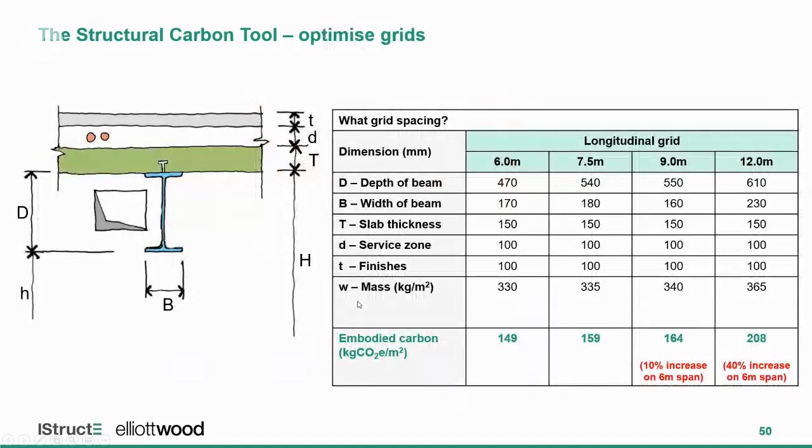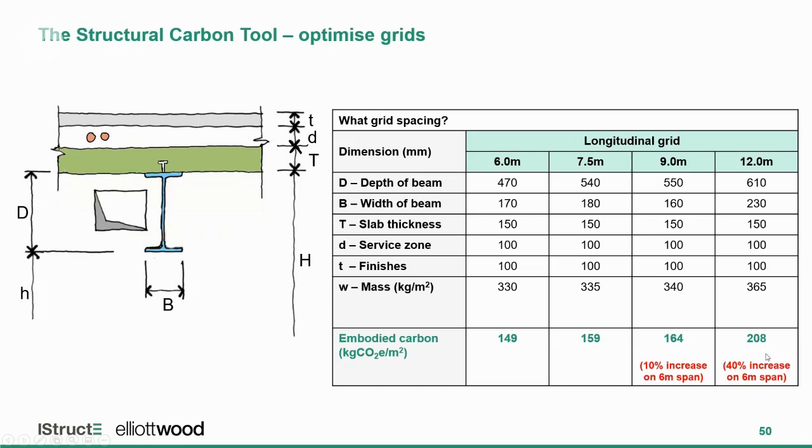We've also used the output from the carbon tool for grid comparisons and to quantify the impact of longer spans on carbon. There's an awful lot of talk still around maximizing flexibility and having large spans. Clients are often asking for flexibility in large spans, but these often come at a carbon cost. So, for instance, in this example, increasing the longitudinal grid from 6 meters to 9 meters results in a 10% increase in carbon, whilst increasing it to 12 meters is a 40% increase. So there's quite a significant carbon cost there.